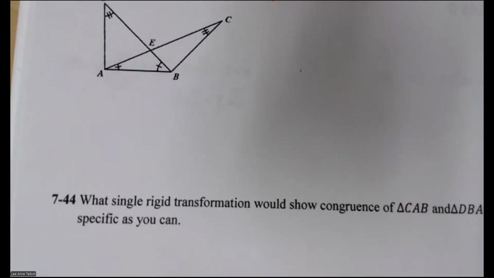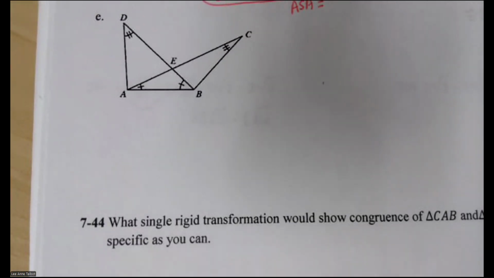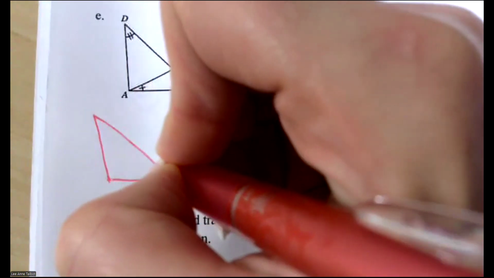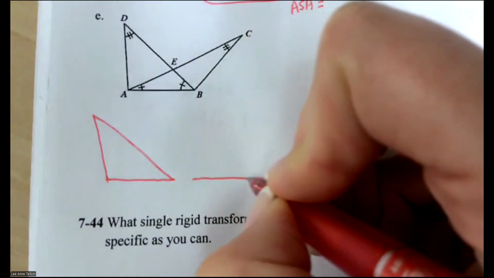E. And this one's awful because it looks like three triangles. It does. Okay, what we're gonna do to fix that is we're just going to draw them separately real quick.